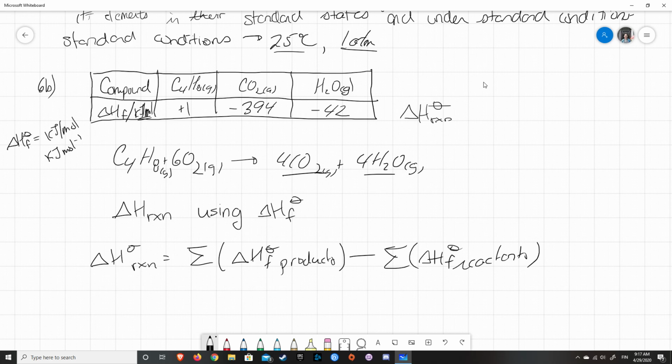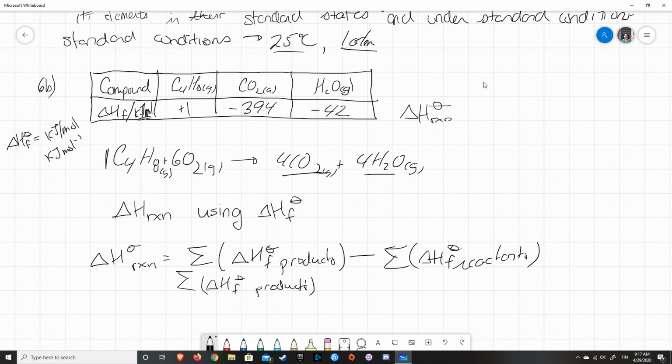So we have to see, right, we've got 1 mole here, 6 moles here, 4 moles here, and 4 moles here. So let's do this one first. The sum of the delta H of formation of products.